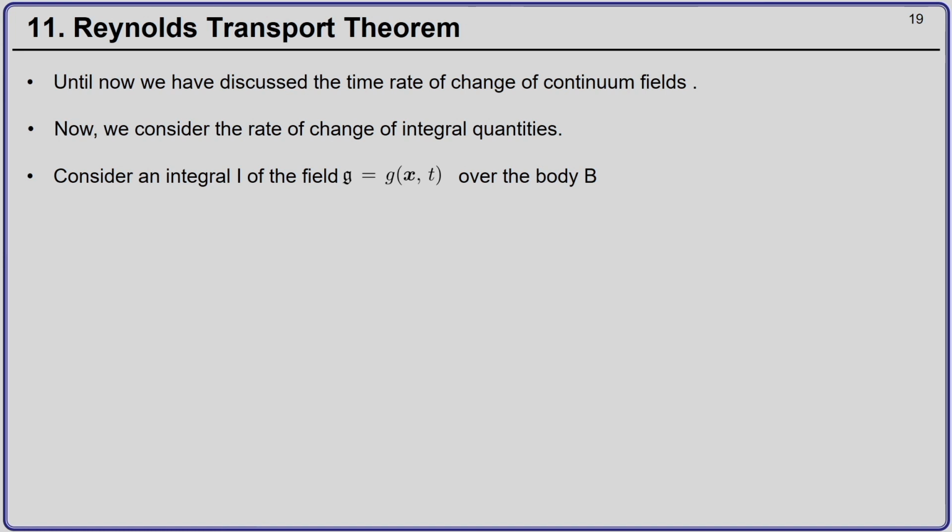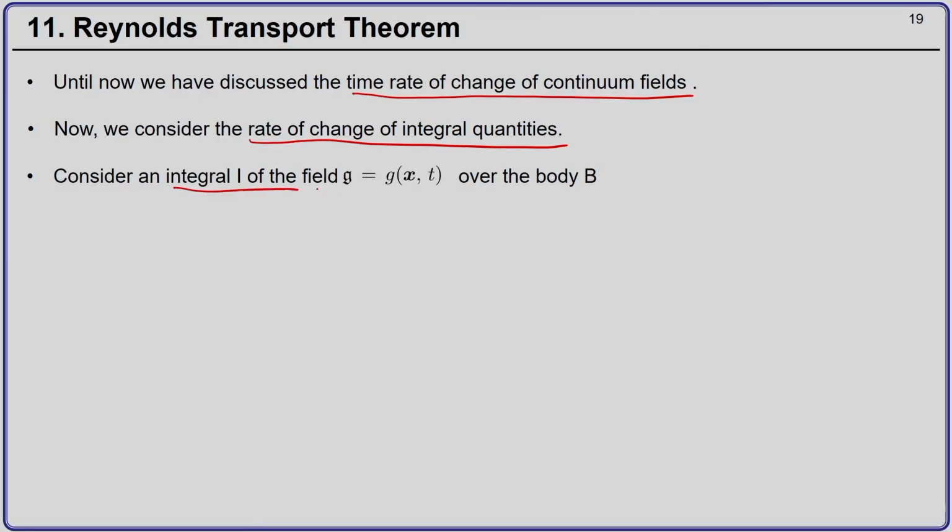Okay. So, till now you would have observed we were dealing with the time rate of change of continuum fields. Okay. Now, what we consider is the rate of change of integral quantities. Okay. How do you calculate the material time derivative of the integral of spatial quantities?